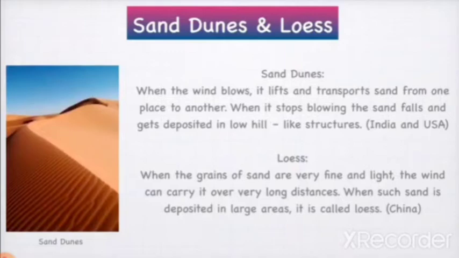Again I'll repeat it. Sand dunes means when the wind blows, it lifts and transports sand from one place to another. When it stops blowing, the sand falls and gets deposited in low hill like structures. It can be seen in India and USA.